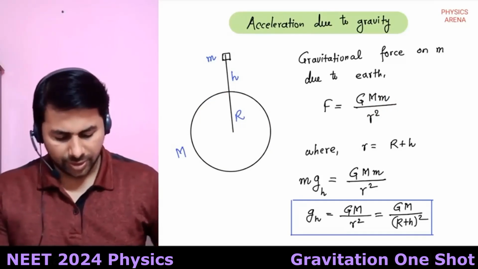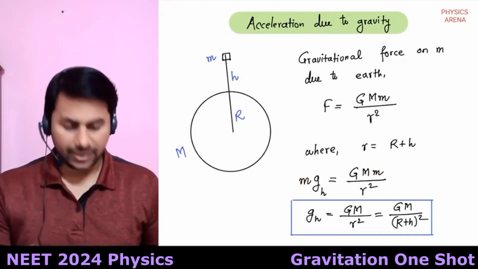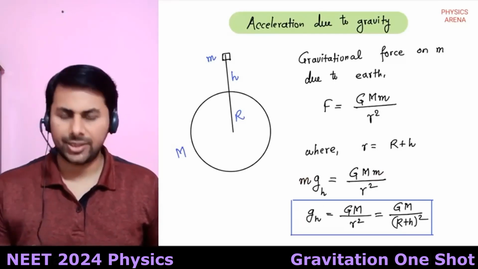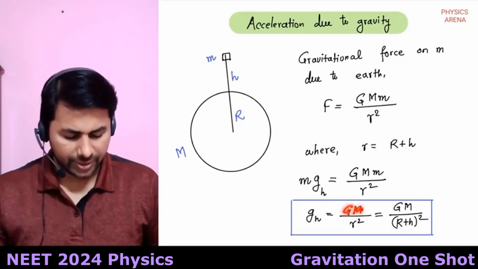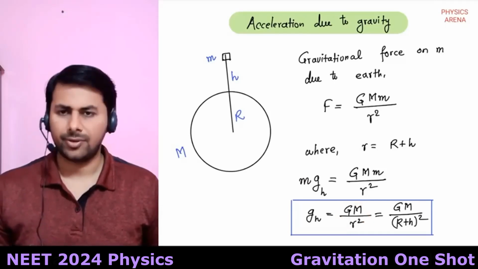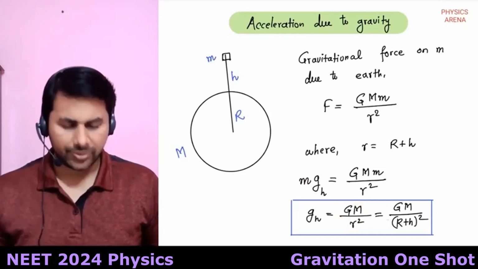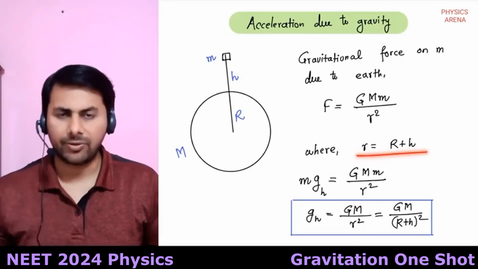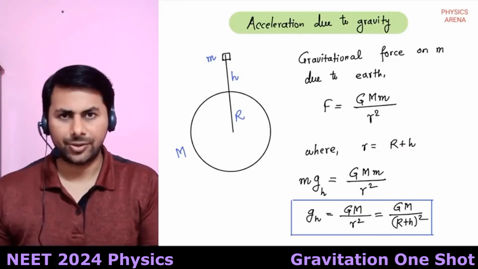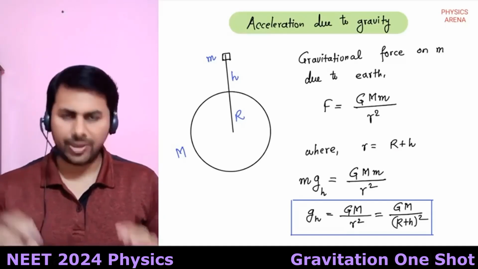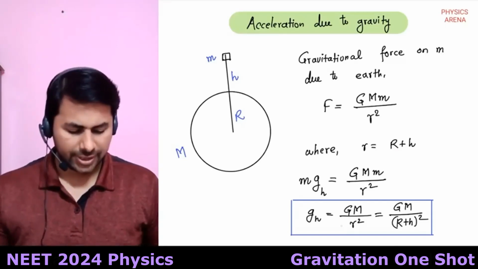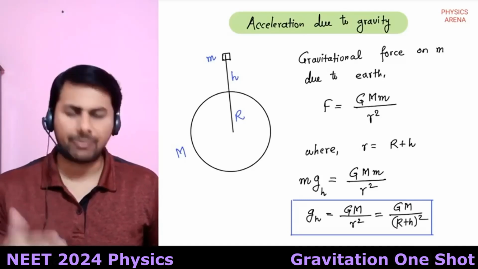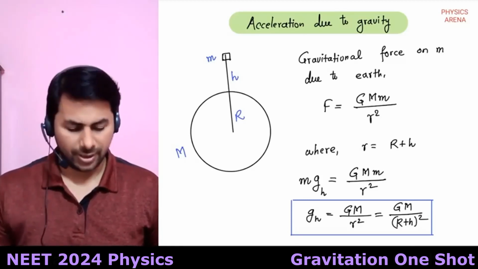So now this m and m will get cancelled out. So what do we get? We get this formula, gh is equal to GM upon r squared. What is small r? Small r is equal to capital R plus h. So this formula is very important: gh is equal to GM upon small r squared, which is capital R plus h squared.